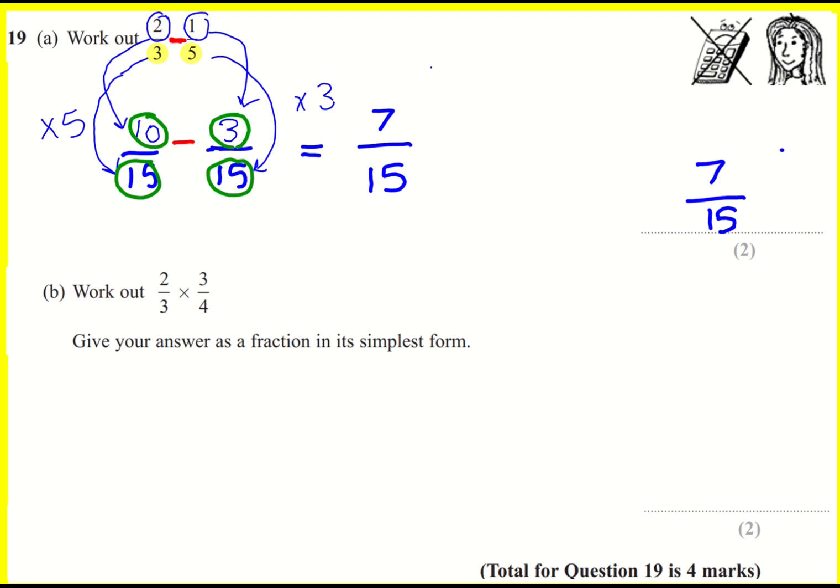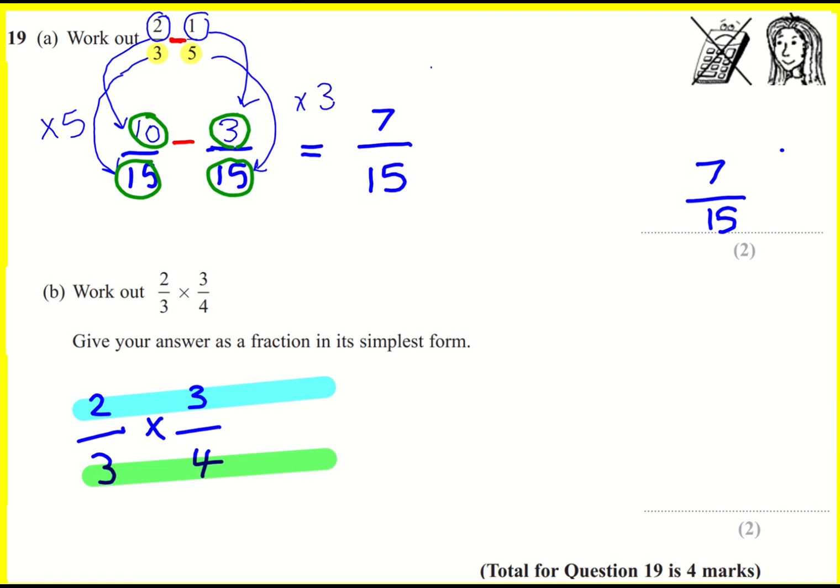Part B, work out 2/3 multiplied by 3/4. Give your answer as a fraction in its simplest form. Okay, so multiplying is actually the easiest of the fraction operations. You literally multiply across the top like this and multiply across the bottom like so.